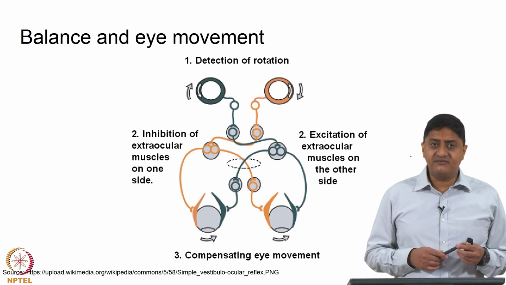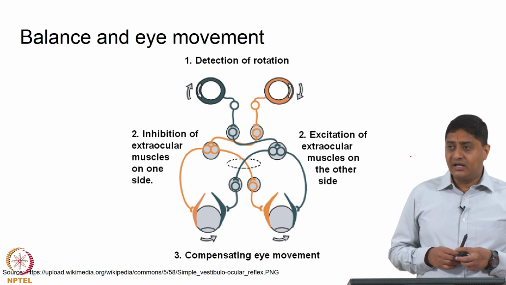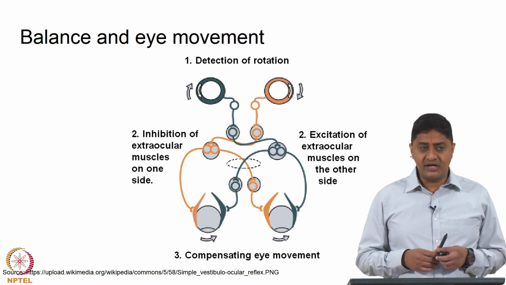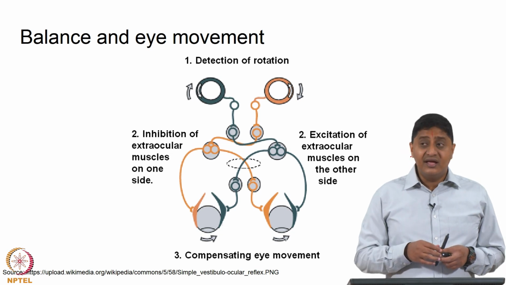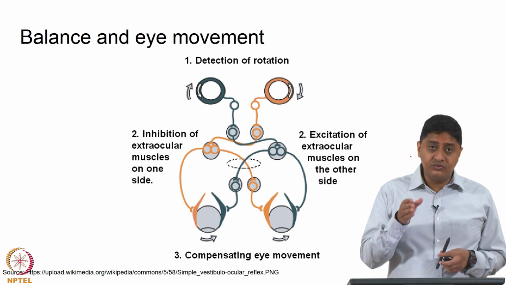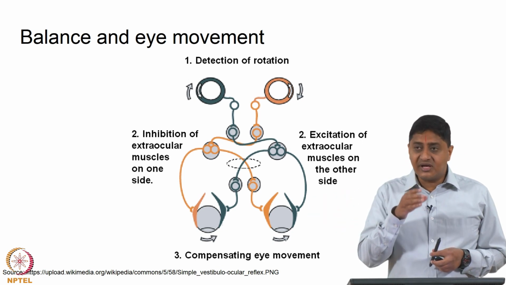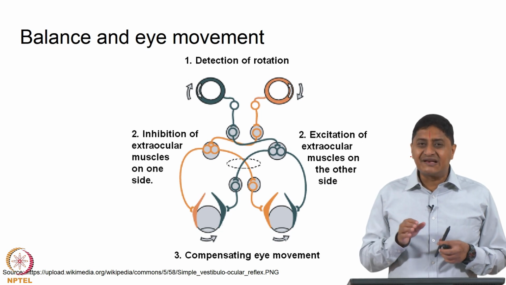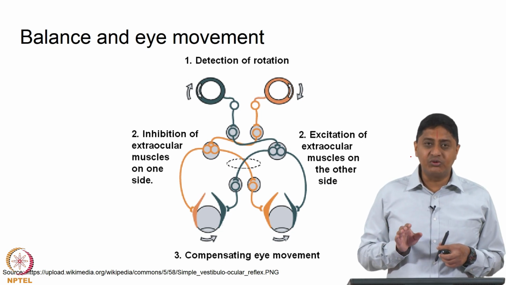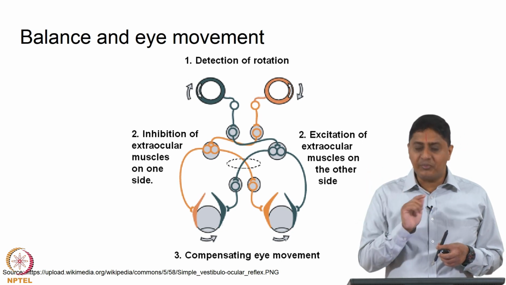It turns out that when you rotate your head in a particular direction, say for example, if I am rotating my head to the right, and I have no need to fixate or look at an object as I am rotating to the right, then my eyes will move along with the head, or the eyes will not move relative to the head. There will be no relative movement between the head and the eyes, at least.